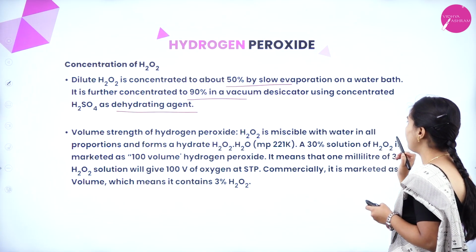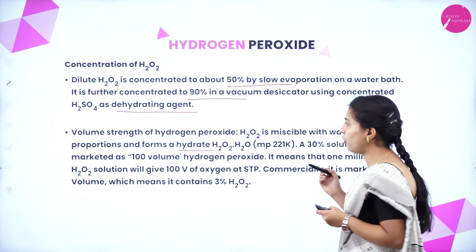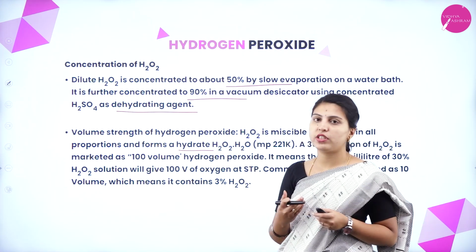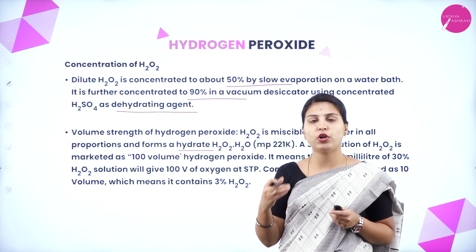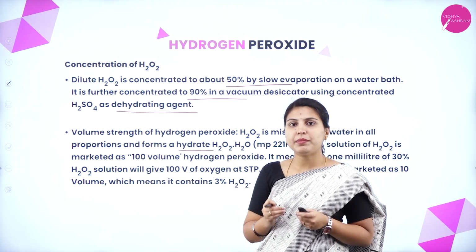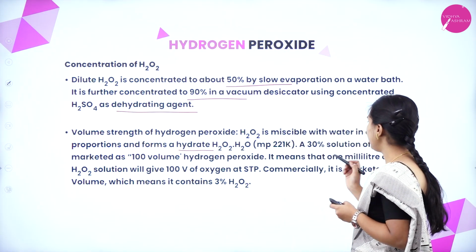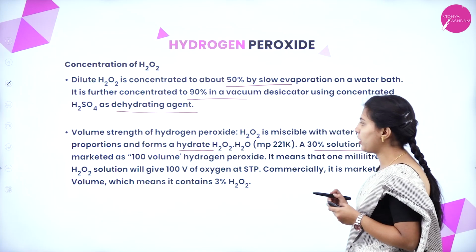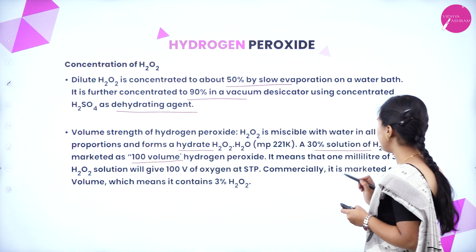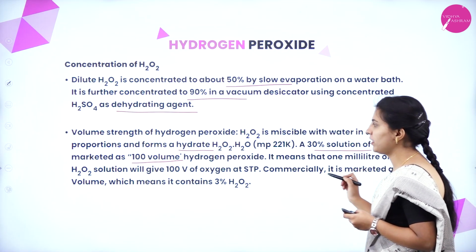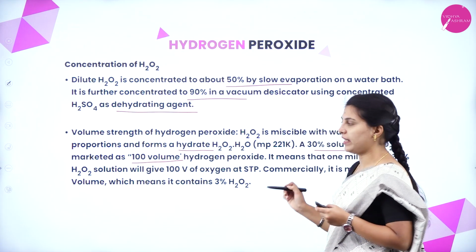H2O2 is miscible with water in all proportions and forms a hydrate. What they are telling is how the volume strength of hydrogen peroxide is defined. Whatever volume of hydrogen peroxide you take, it will be miscible with water and will form a hydrate. A 30% solution of hydrogen peroxide is marked as 100 volume hydrogen peroxide. It means that 1 ml of 30% H2O2 solution will give 100 volumes of oxygen at STP.